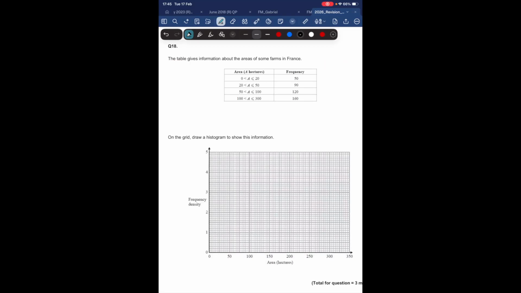When looking at this question, there are two key words you need to pick out. First of all, the word histogram, and the second is the phrase frequency density. A histogram is more or less a glorified bar chart, but frequency density is an equation that you will have to learn. Frequency density is given by this simple equation. It's the frequency divided by the class width.